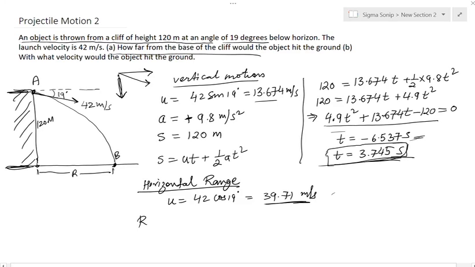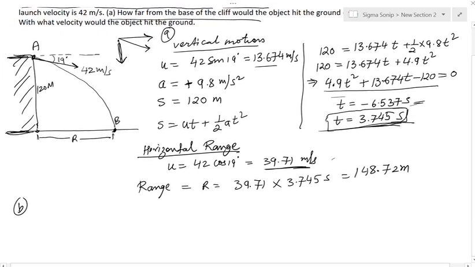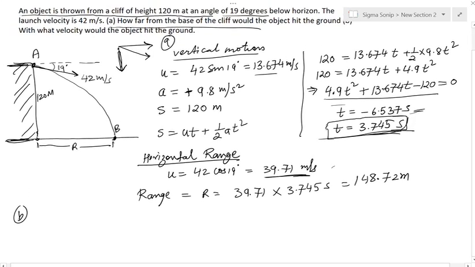So range R is equal to u times t, which is 39.71 times 3.745 seconds, and that gives us 148.72 meters. That is my part A of the question. Now when we look at part B, here we need to find with what velocity the object would hit the ground.